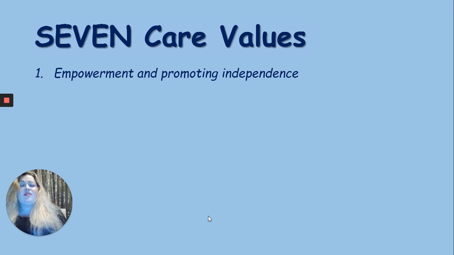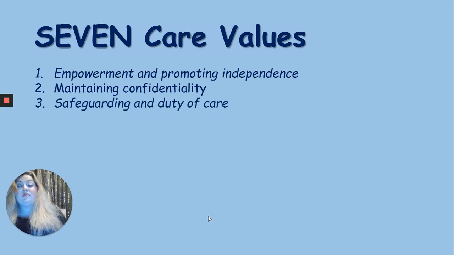We mentioned at the start as one of our objectives that we would be able by the end of the session to very much define the 7 care values. And the first one of those that we're going to look at today is empowerment and promoting independence. The second one is maintaining confidentiality. The third one is safeguarding and duty of care.